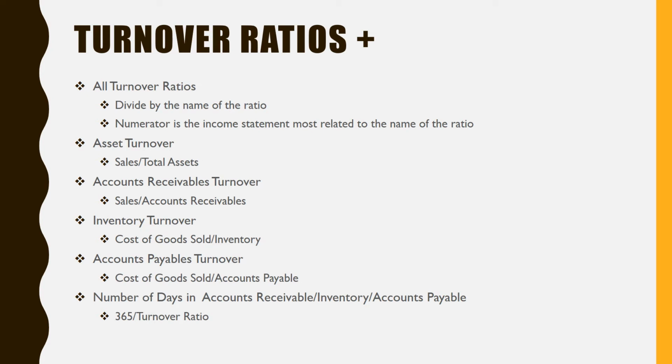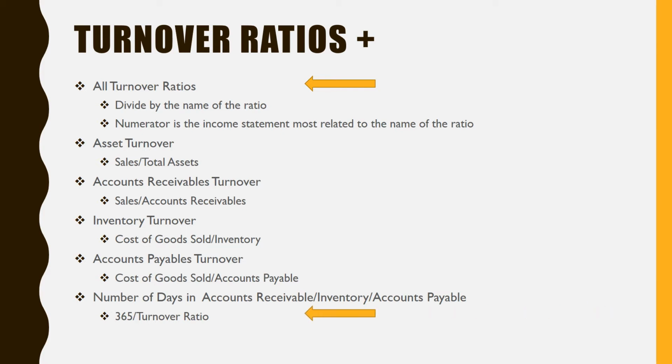The turnover ratios, they're really pretty easy. All the turnover ratios, whatever the name of the ratio is what's the denominator. The numerator is normally the income statement item most related to that ratio. So for total assets, you'd compare to sales. For inventory, you'd compare to cost of goods sold. So things that are at cost, you use cost of goods sold. Things that are at retail prices, you use sales on top.